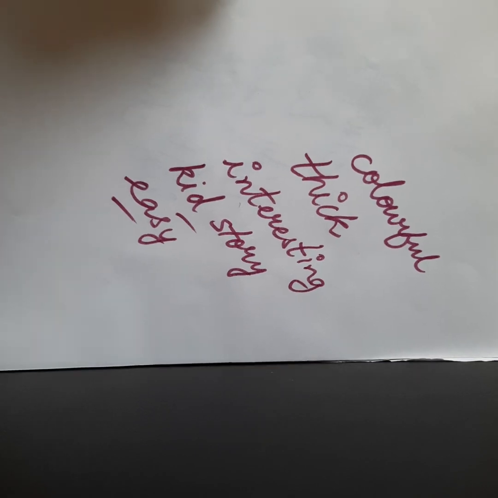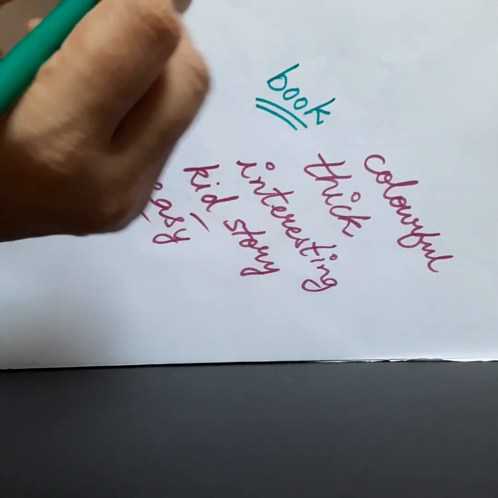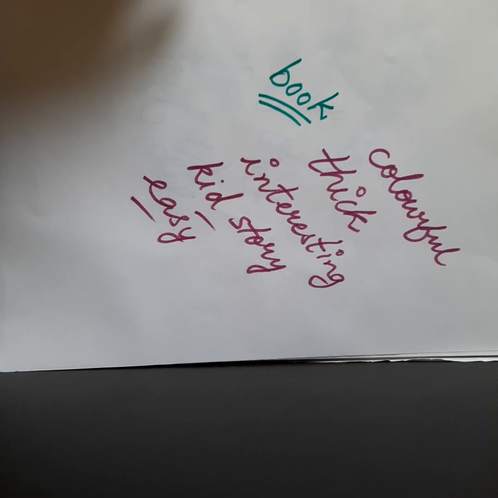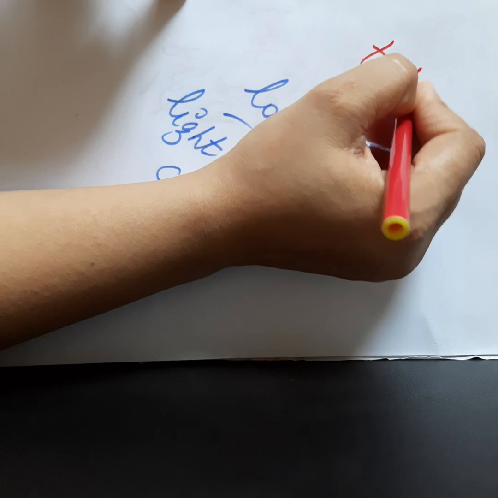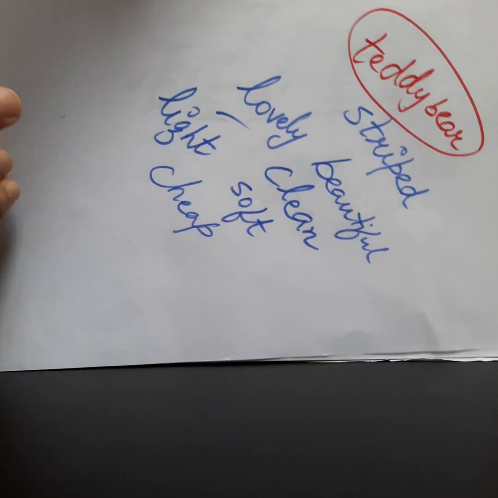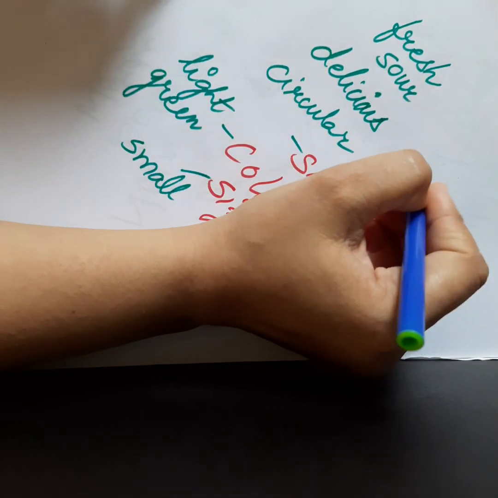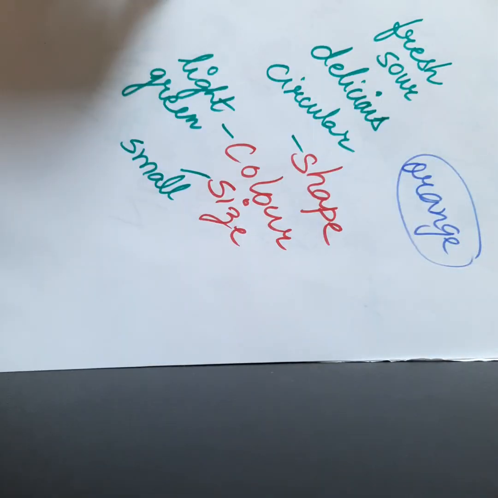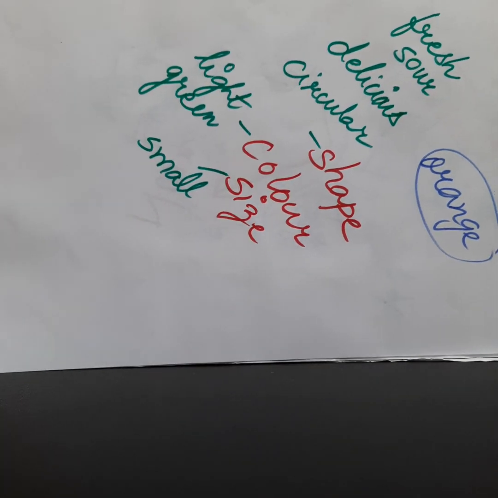Alright. Now, dear children, let us have a look at all the adjectives which we wrote. This we talked about the book. Okay? Alright. Then we had written adjectives about the teddy bear. The object was this. Yes. Then we even talked about an orange. So our object was orange. Alright. Now let us talk about one more object. Are you ready?